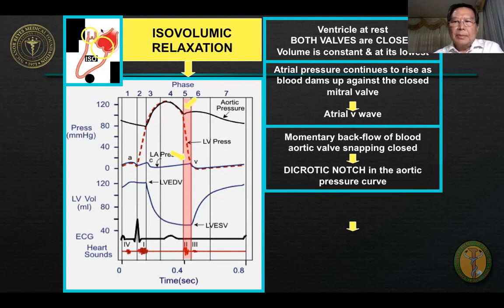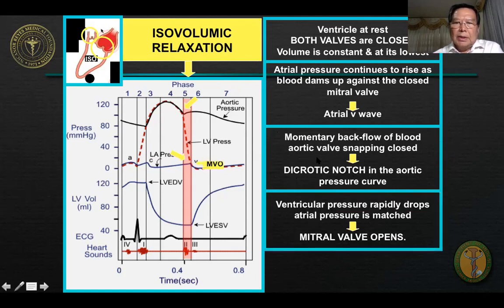Now, there is momentary backflow of blood, and there is an aortic valve snapping once it closed, and this would result in your dicrotic notch in this particular area, right? And the ventricular pressure rapidly drops, okay? And take note that this is the slope of your ventricular pressure. So there is a sudden drop in your ventricular pressure, okay?